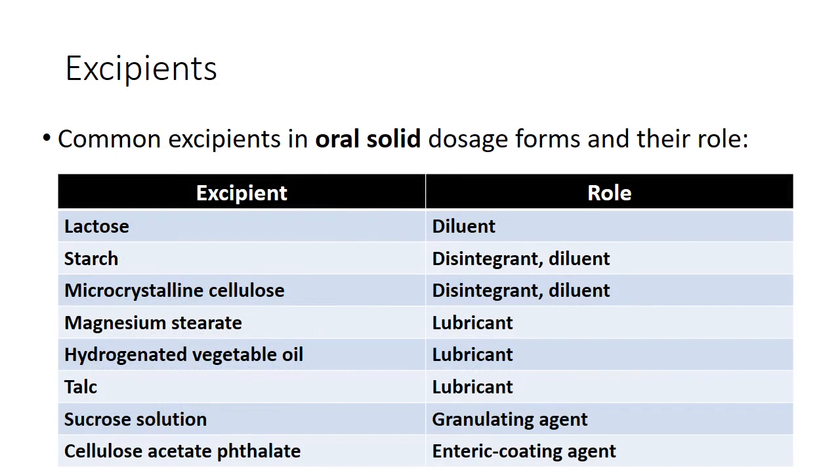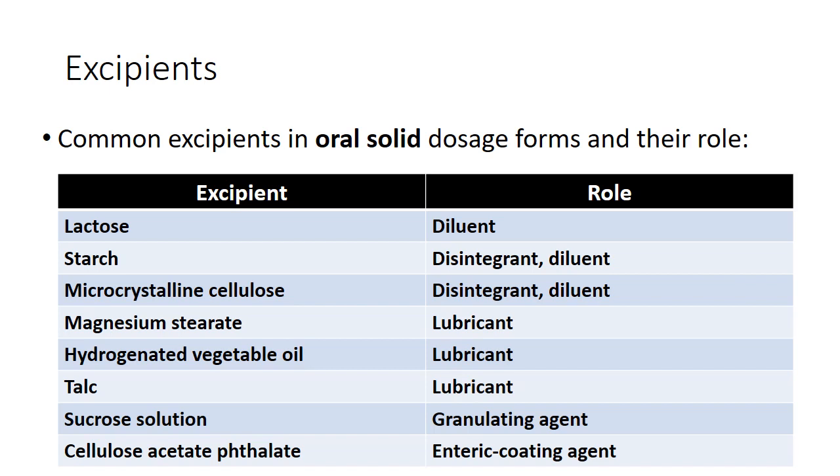Common excipients in oral solid dosage forms are here. There's going to be a bunch more, but these are the most common ones. And what is the purpose? Sometimes it's just as a diluent. So lactose might be added if a drug is a pretty low mass, micrograms or low milligrams. You might have to use a lot of lactose relative to the amount of drug just to make the tablet large enough to be able to handle it and maneuver it. So just as a diluent.